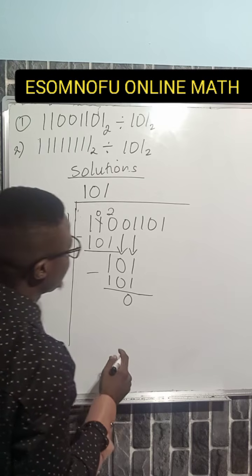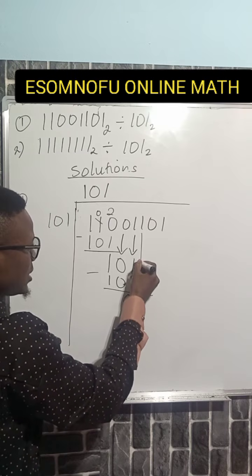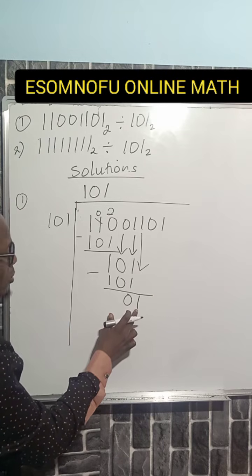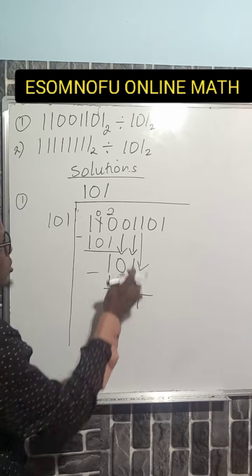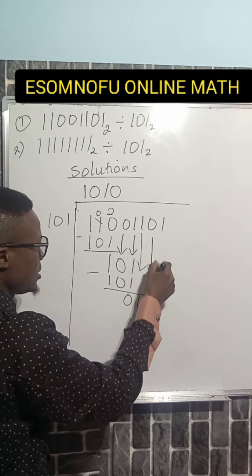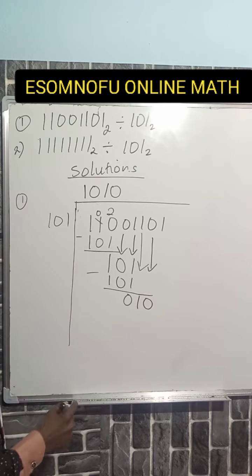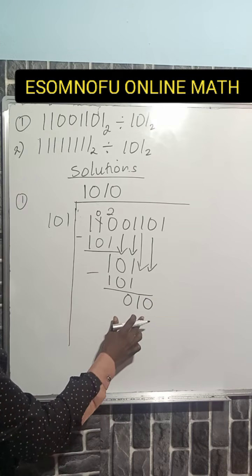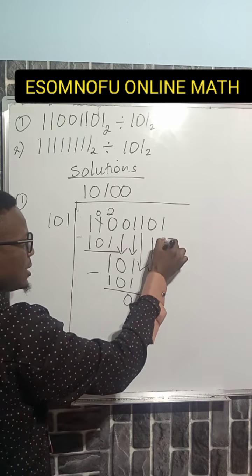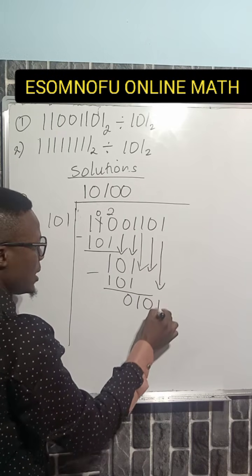Now you bring down the next digit after each division, which is 1. Now 101 cannot divide 1 because 1 is smaller. Because of that you add 0. Once you add 0, bring down the next digit, which is 0. And yet 101 cannot divide 10. Because of that, add another 0 and bring down the last digit, which is 1.